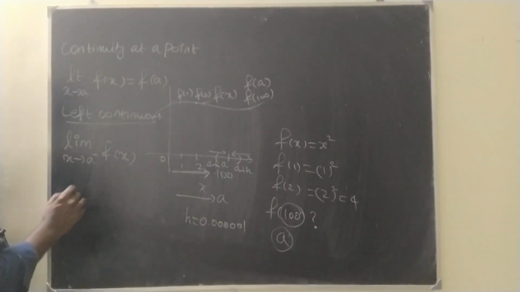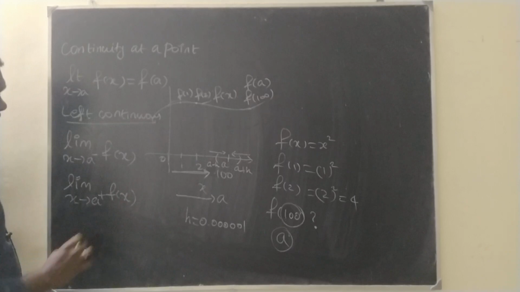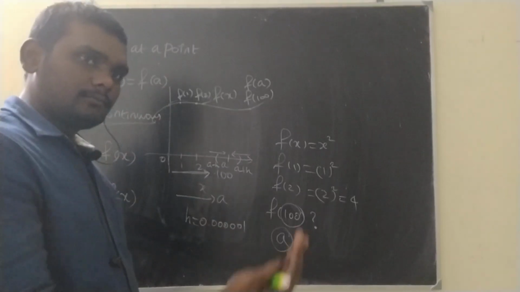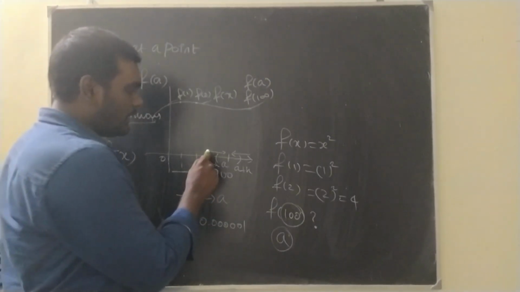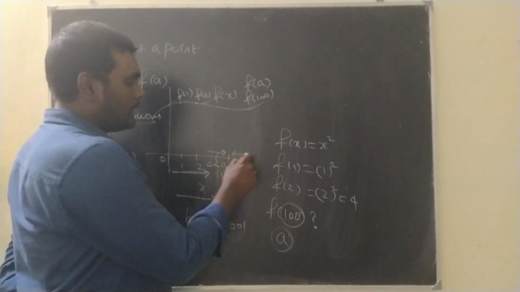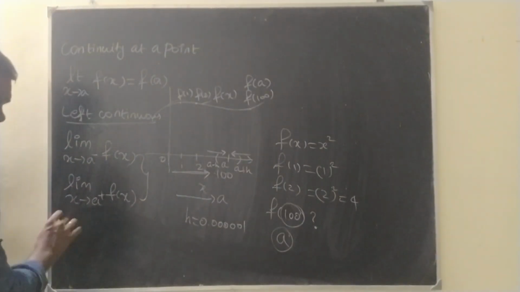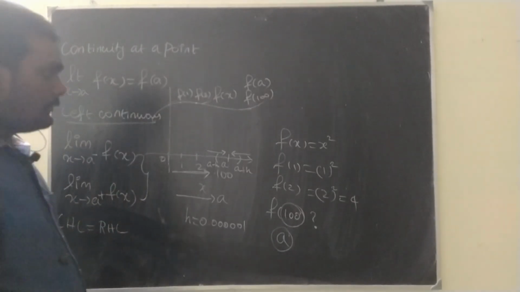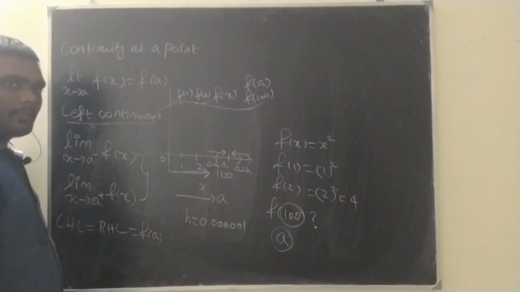Okay. Then right limit, x tends to A plus f of x. A plus means approaching from the right. While approaching here also, it should reach the same value. So these both should be equal. This left hand limit should be equal to right hand limit. Then only you can say it is continuous. Also, that should be equal to f of A.